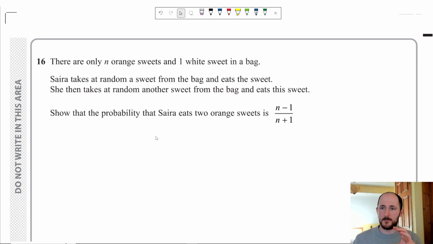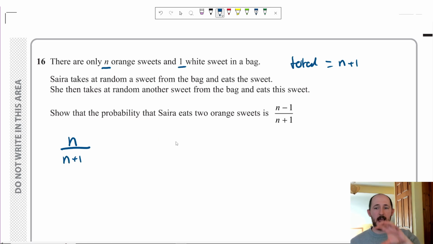Well, the first thing we need to keep in mind is that if there's n orange sweets and 1 white sweet, the total initially is n plus 1. So what's the probability of her taking 1 orange sweet? Well, it'll be n over n plus 1, right? Because there's n orange sweets, there's n plus 1 sweets in total.